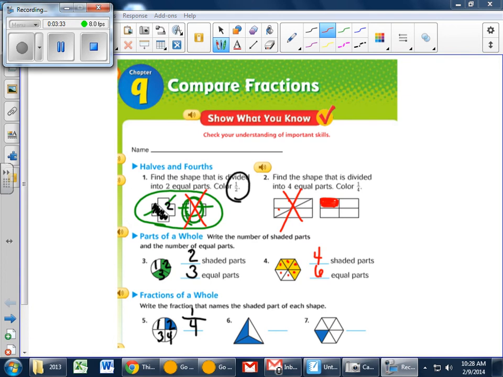Number 6, write the fraction that names the shaded part. So my denominator is going to be 3, and we have 2 out of the 3 that are shaded. And for number 7, we have 1 that is shaded out of 6 pieces. So your fraction should have been 1/6.